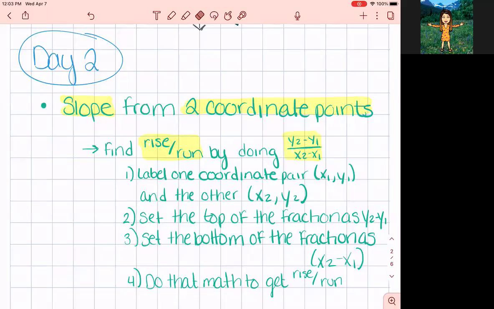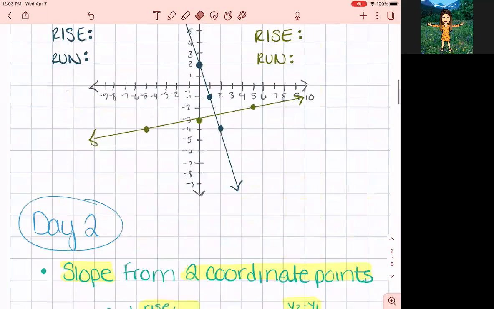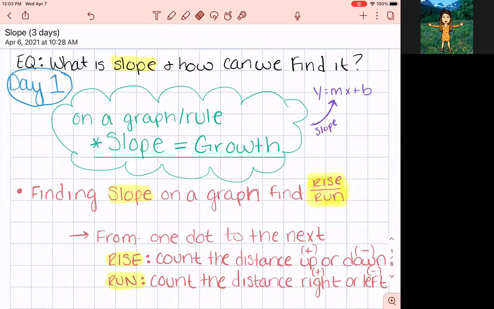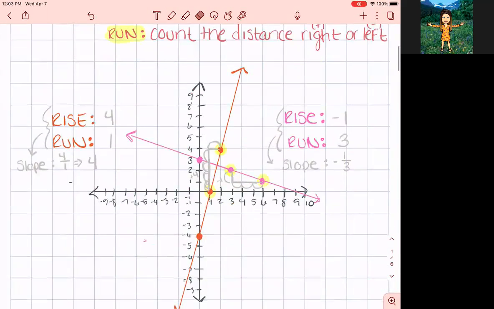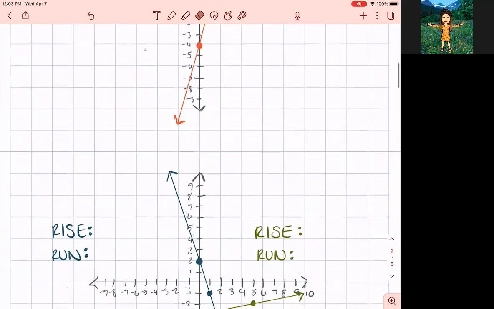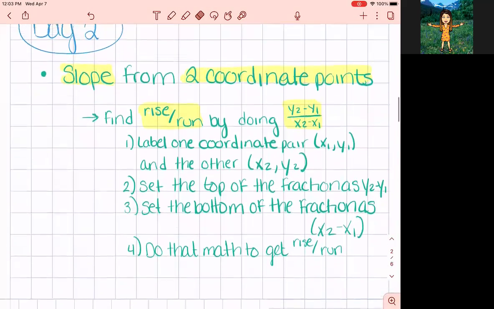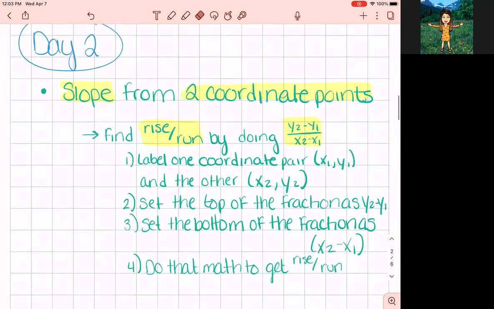Okay, so here's day 2 of this idea of slope. Here's a reminder of what we did yesterday. We learned that slope is our new mathematic vocabulary for the growth of a line or a rule. And then you guys practiced finding slope on a graph. So today we're going to focus on finding slope without the picture of the graph. You're just going to be given 2 points on the graph, no picture, and we'll have to find it.